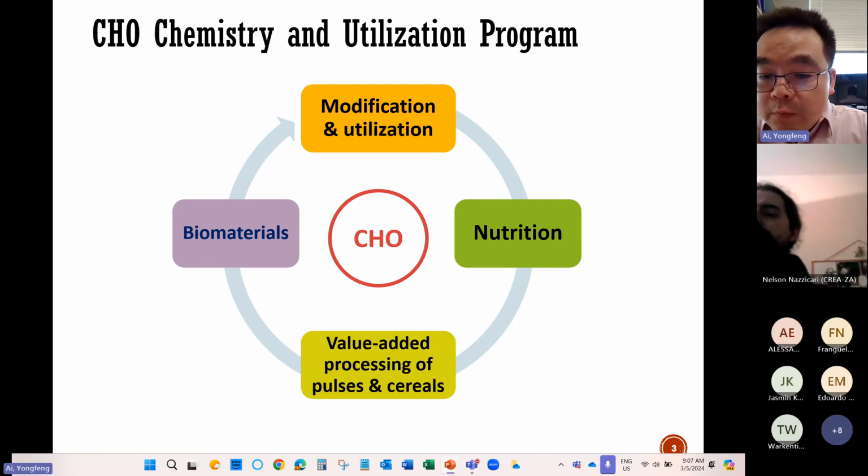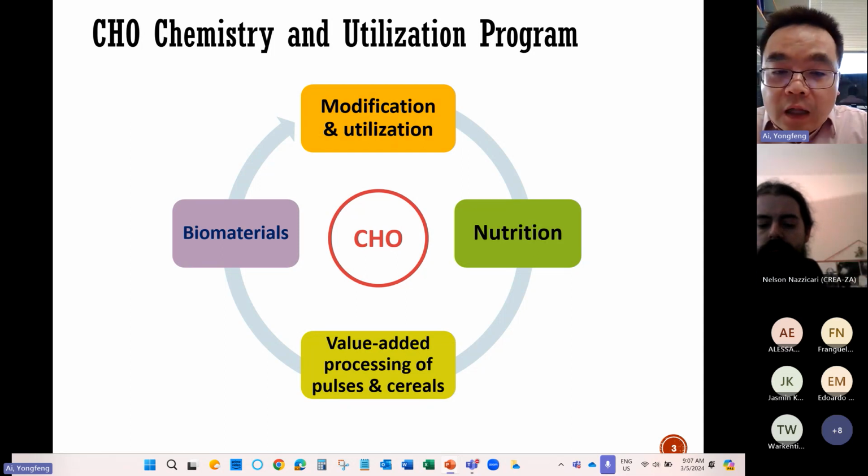The third research theme is that we try to use novel processing methods to process different pulses and cereals we grow in the province and in the country. The last one is biomaterials. For example, I'm going to talk about the strong gelling ability of pea, lentil, faba bean, and other pulse starches. We try to use the strong gelling ability of pulse starch to develop gels, for example as a sensor, and also for packaging and drug delivery applications. So these are the four research themes in my program.